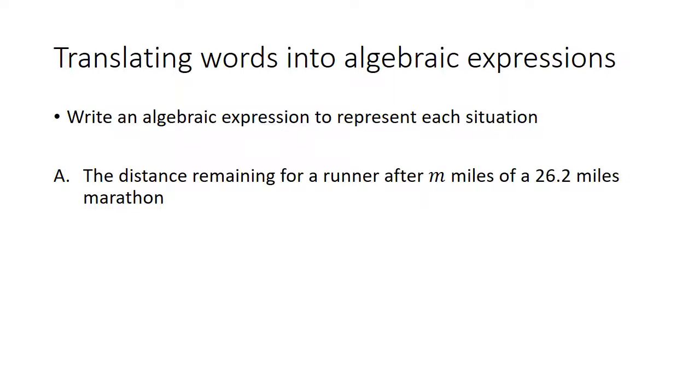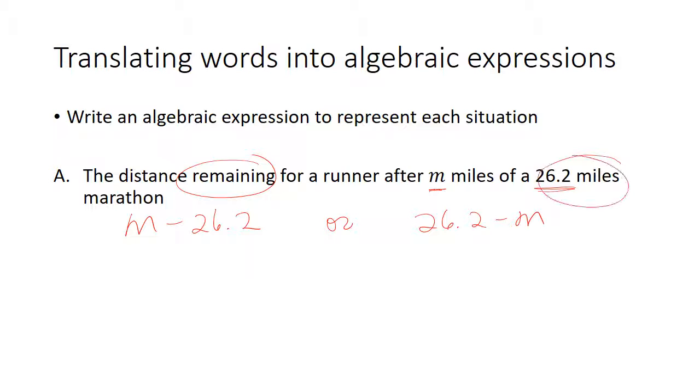The first one is we want to know the distance remaining for a runner after m miles of a 26.2 mile marathon. So the keyword here is going to be remaining. So if you've run m miles out of this many, then it's going to be a subtraction. So my question to you then, would it be m minus 26.2 or 26.2 minus m? So if this is the total that you have to run and you've run this many, then you're going to do your total minus how many you've done. So this would be the correct answer, not that one.